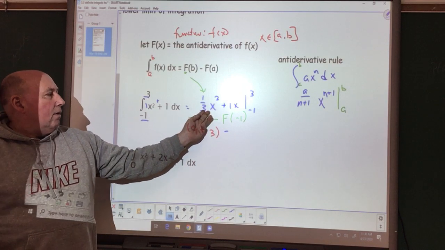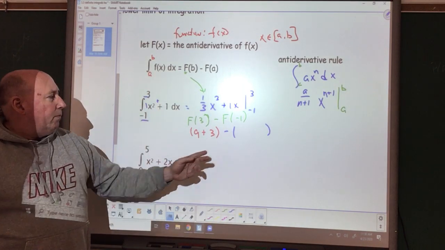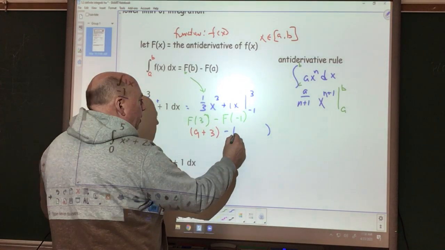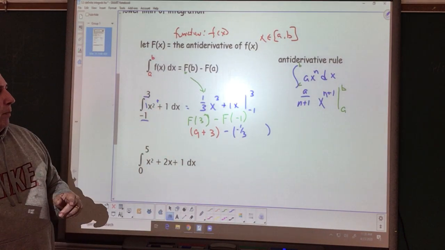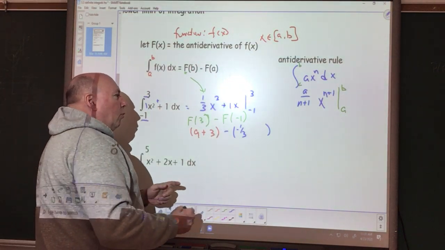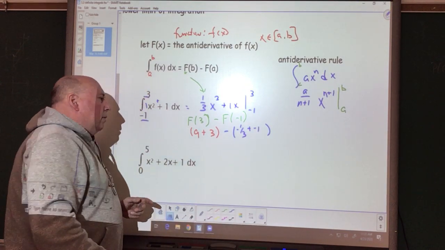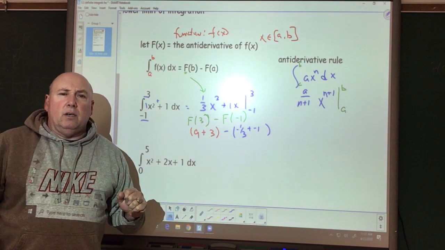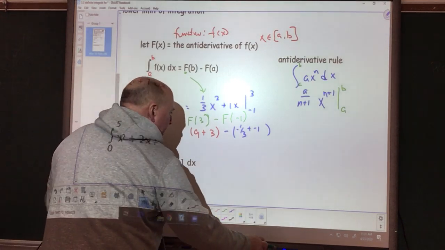my value of evaluation at -1. So I have -1 cubed, which is -1. So we have a -1/3 there. And then 1 times -1, which is a -1. You really have to watch your negative signs here. You have to watch your negative signs, what's going on with the negative signs.